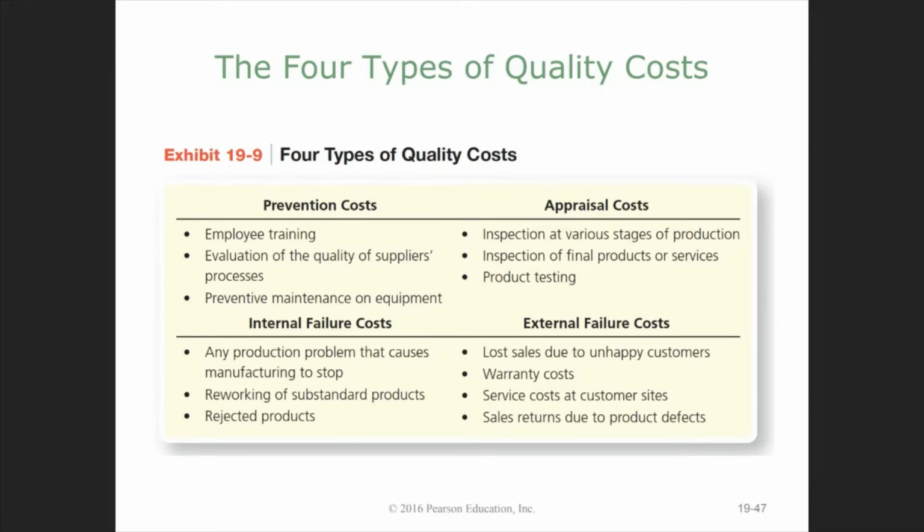Appraisal cost, this is inspection at various stages of production. So they're inspecting it throughout the stages of production. And they're also inspecting the final products as well. And there could even be some product testing involved. So, trying on the t-shirts, making sure that they fit appropriately, making sure the buttons button correctly.